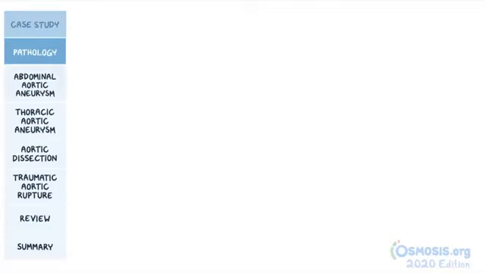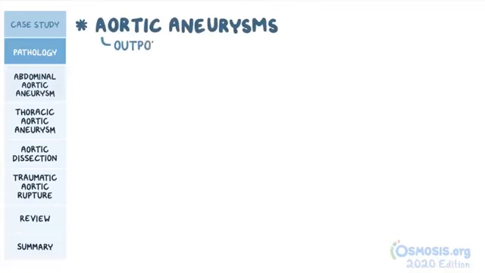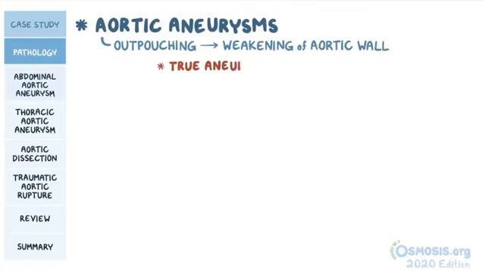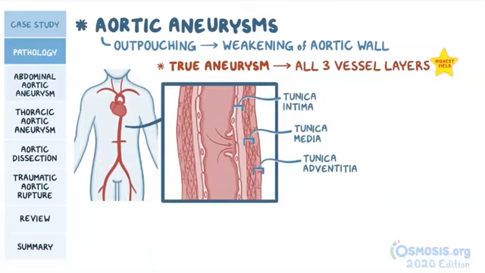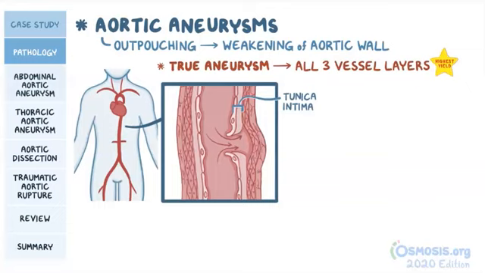Okay, so the aorta is subject to a lot of stress, so a lot can go wrong. First, let's look at aortic aneurysms, which is an outpouching that occurs due to a weakening of the aortic wall. A true aneurysm involves all 3 vessel layers, the tunica intima, media, and adventitia. A dissection occurs when there is a tear in the tunica intima, allowing blood to literally dissect into the vessel wall. This may create the appearance of an aneurysm, but because it doesn't involve all 3 layers, it's a false or pseudoaneurysm.